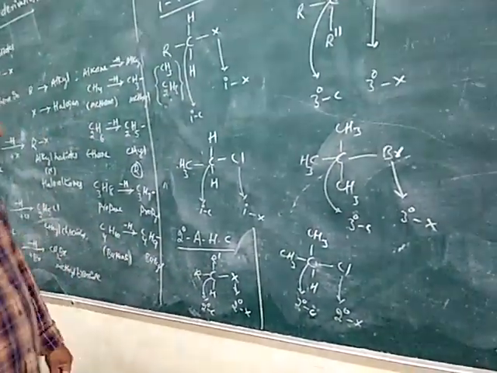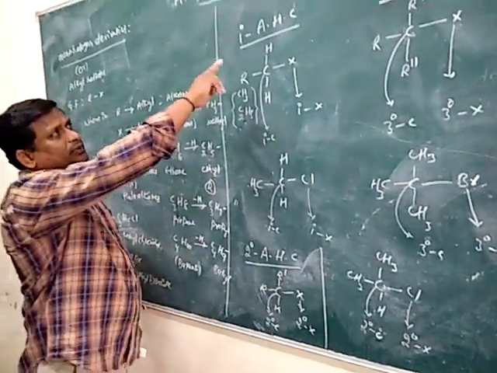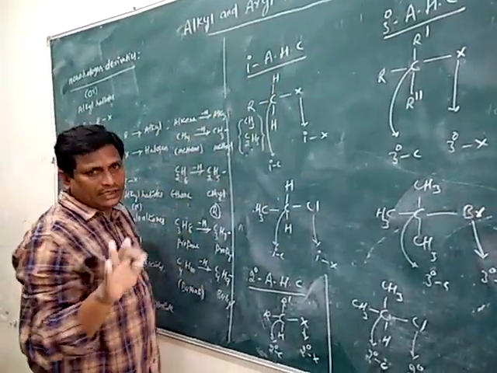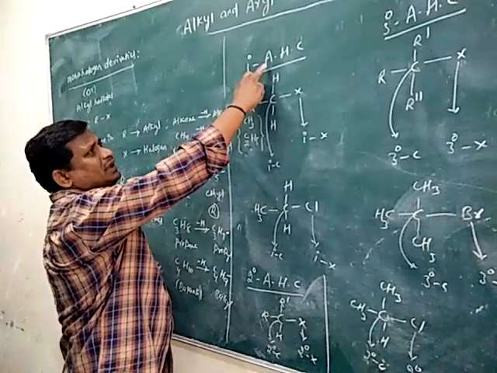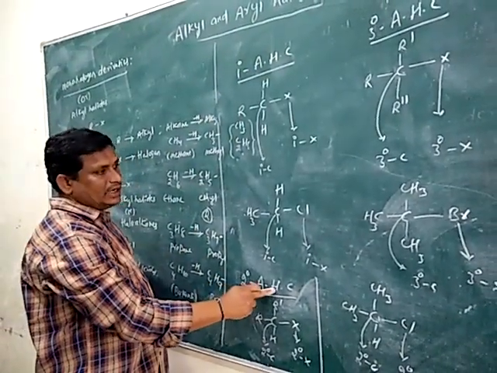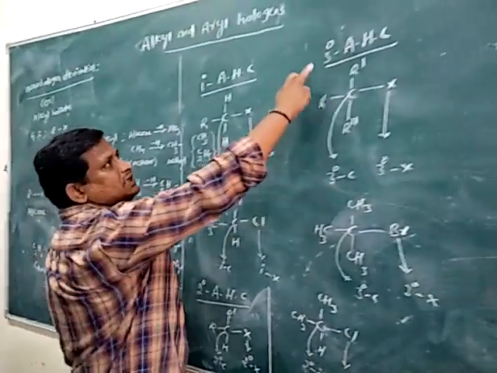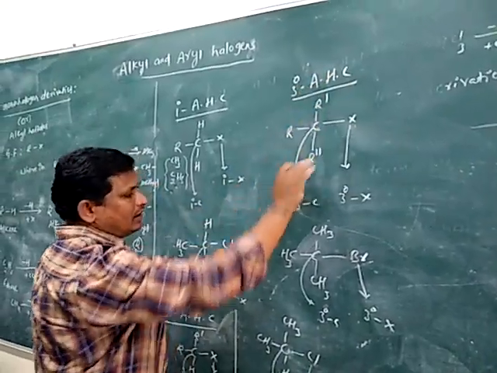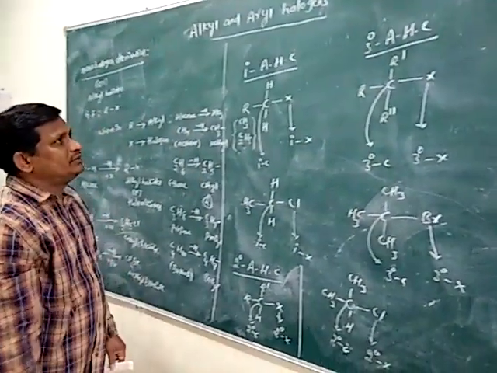So now, based on the type of carbons, alkyl halogen compounds are of three types. One is primary alkyl halogen compounds, secondary alkyl halogen compounds, and tertiary alkyl halogen compounds. These are the examples.